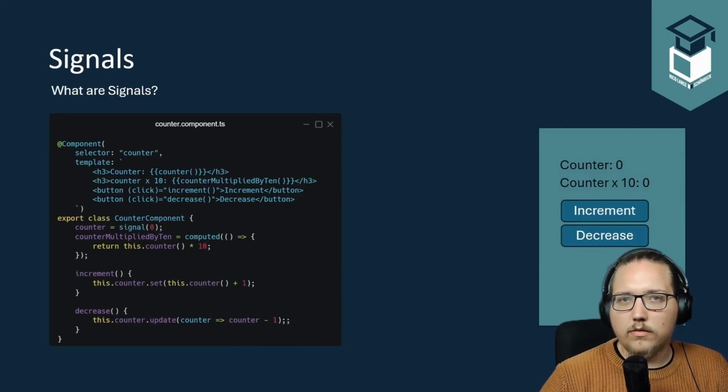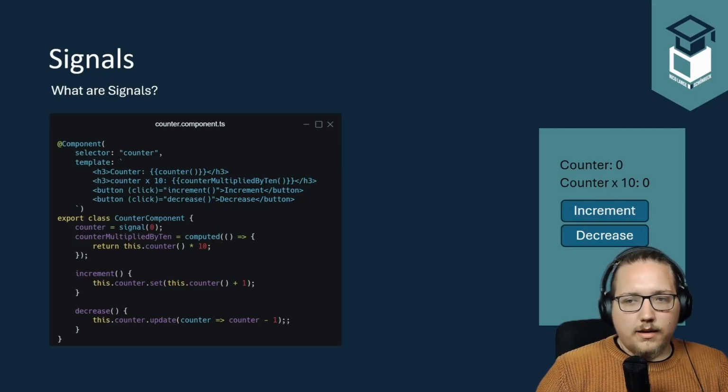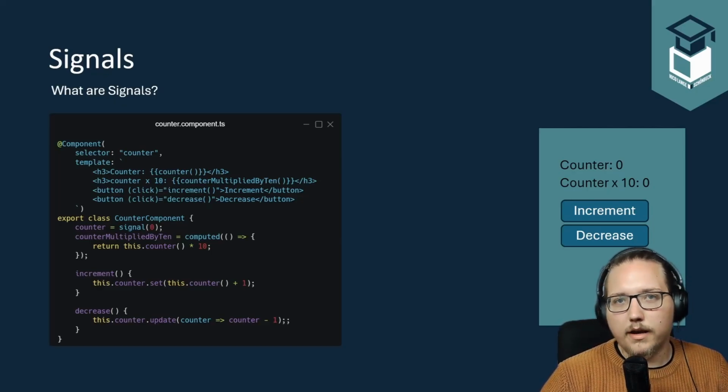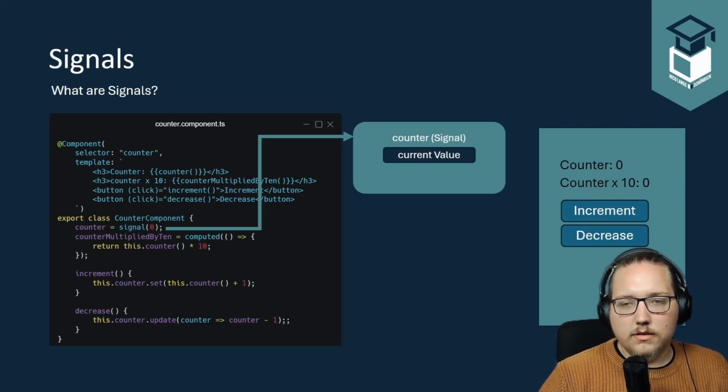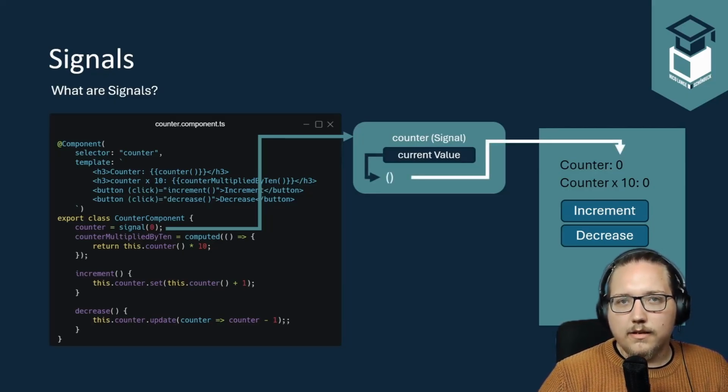Quickly over all of the theoretical stuff I've told. On the right side, you see a kind of UI, how the template would look. We have the two H3 elements on the right side, and we have the two buttons for increase and decrease. We're defining a counter signal here. That's now our counter signal with the current value. And we have the function without parameters to get us the current value and show it in the template.